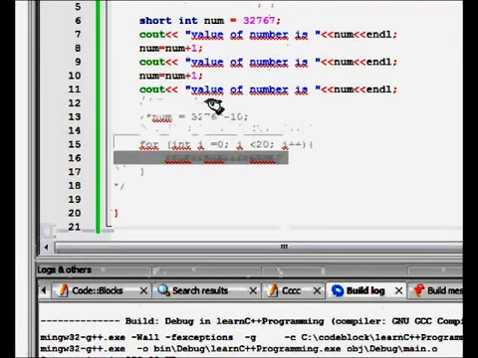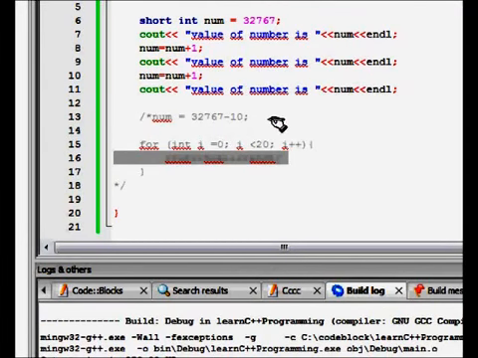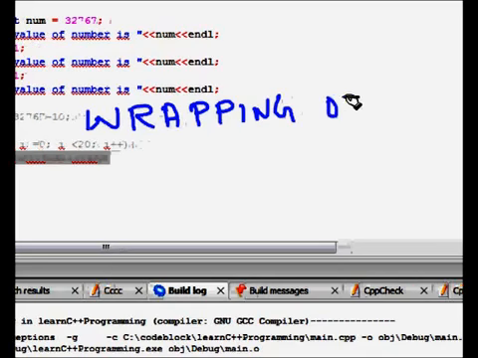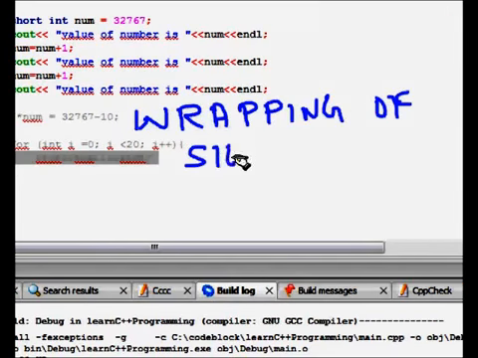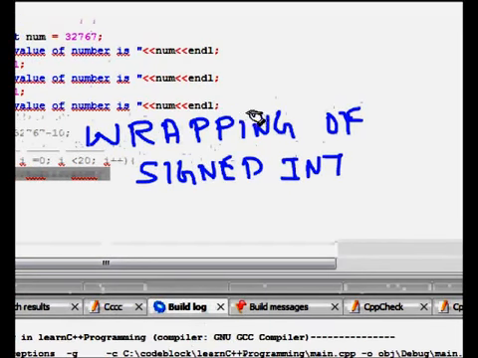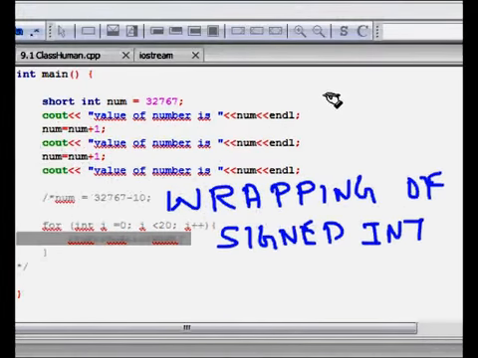In this lecture we will learn about wrapping of signed integers. Okay, so we will learn a concept that is known as wrapping of signed numbers, and it's quite an interesting concept. So what is this wrapping around of signed integers? We will take a small example.